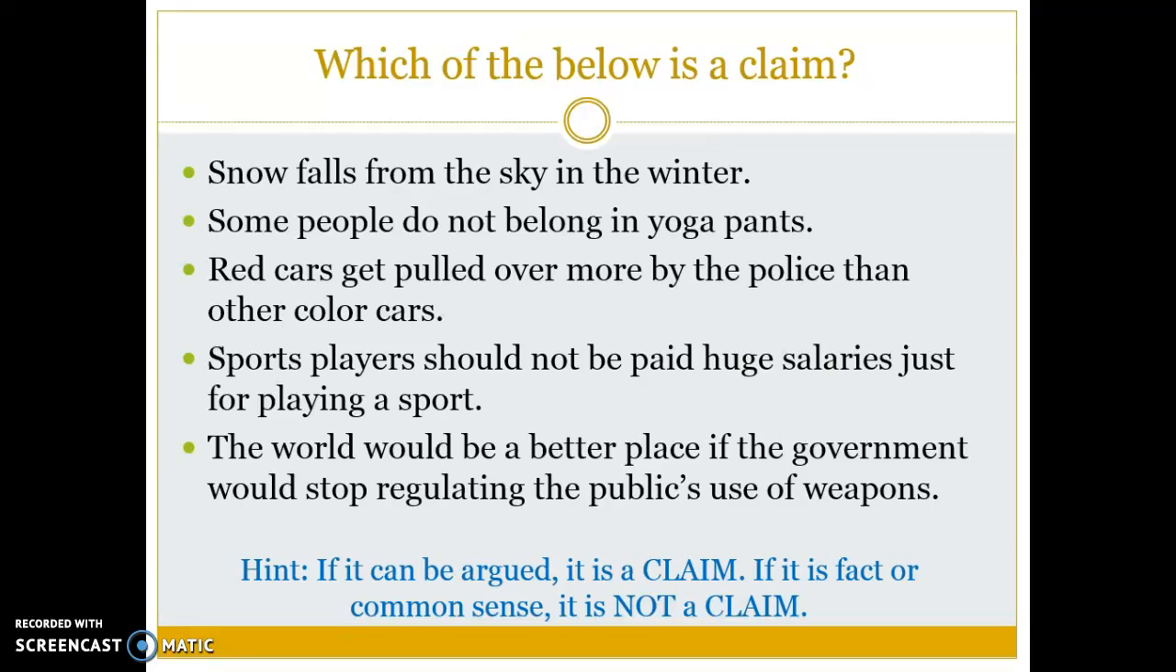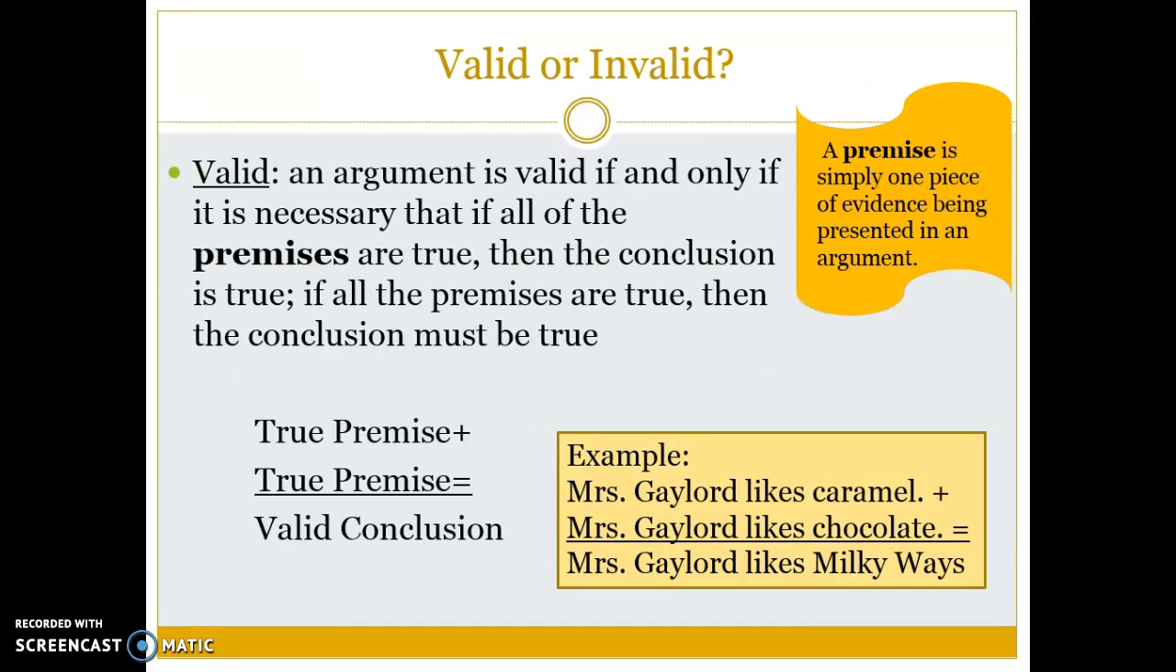After we decide whether or not something is a claim or establish the claim of a piece, the next thing we need to do is look at whether the claim or the argument is valid or invalid. First thing we need to do is look at the definition of a premise. A premise is simply one piece of evidence being presented in an article. An argument is valid if and only if it is necessary that when all of the premises are true, the conclusion is true. If all the premises are true, then the conclusion must be true. So a valid argument is where you have two premises and the result, the conclusion, must also be true.